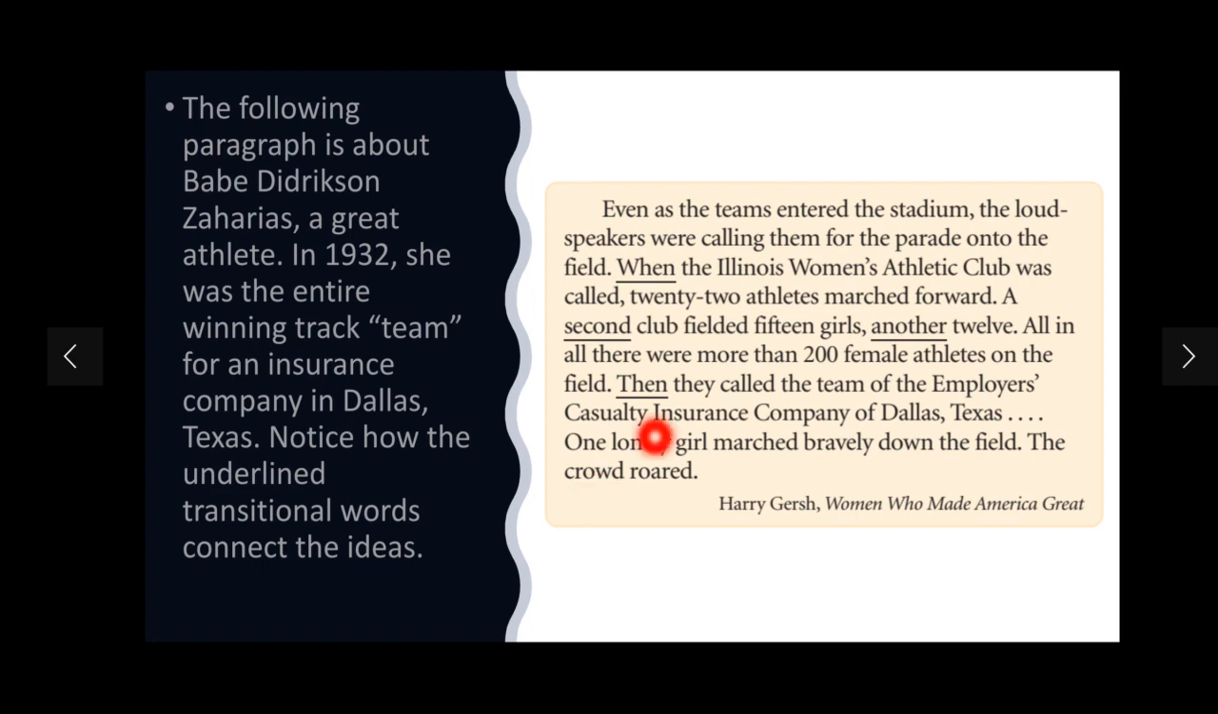So here several transitionals are used. For example, when indicates time. Second indicates sequence, right? And another, it is also talking about sequence. Then is talking about time, right? And do we have more? No, we don't have more. So this was the example of using transitional words in a paragraph to make a paragraph well coherent.